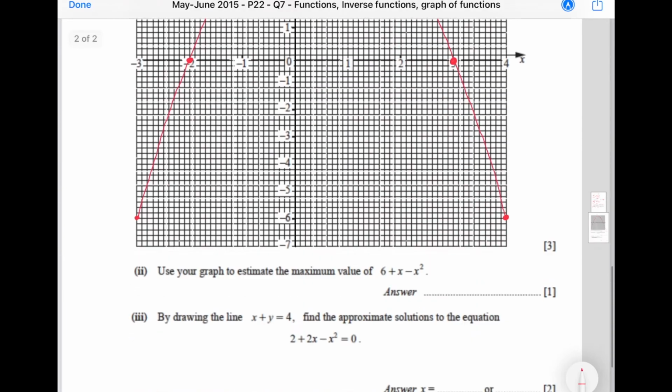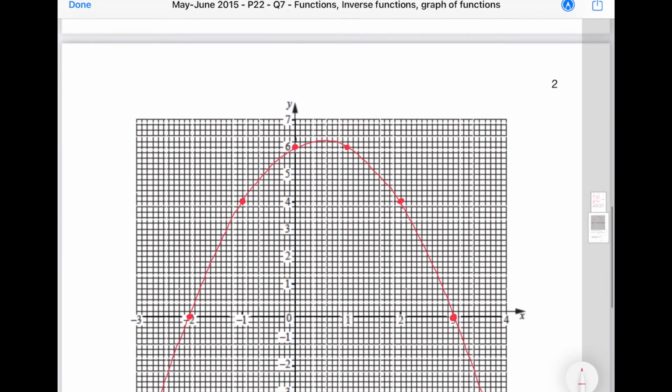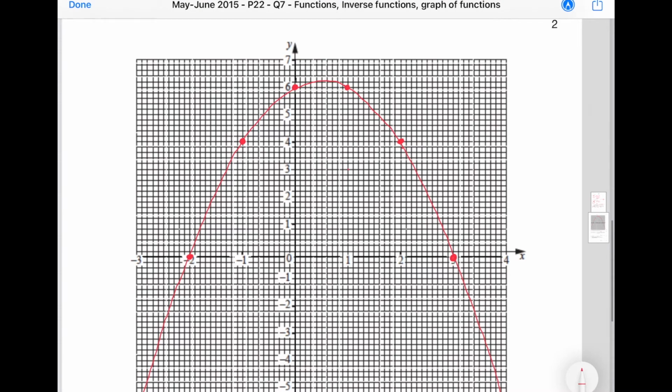Let's move on. The next part says use your graph to estimate the maximum value of 6 plus x minus x squared. The maximum value would be the y value and it would be somewhere around this point right here, which is going to be 6.2 or 6.3.